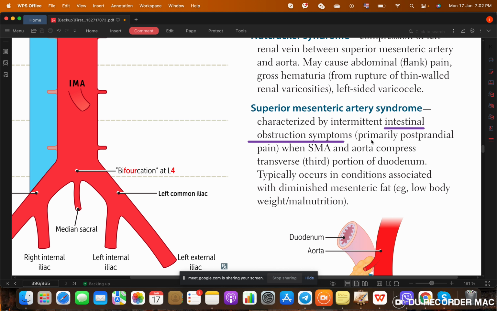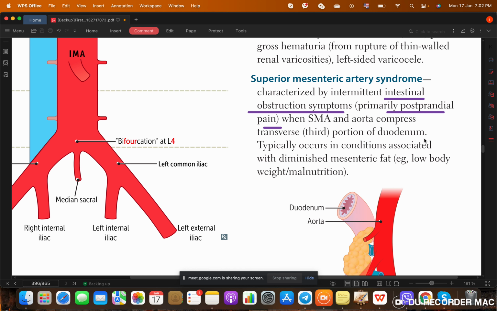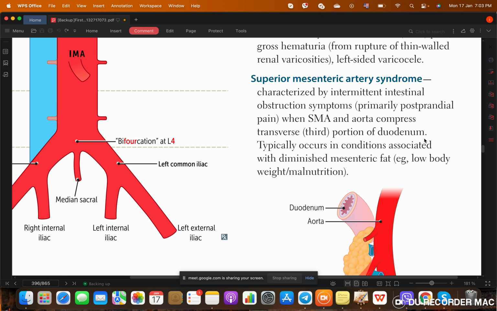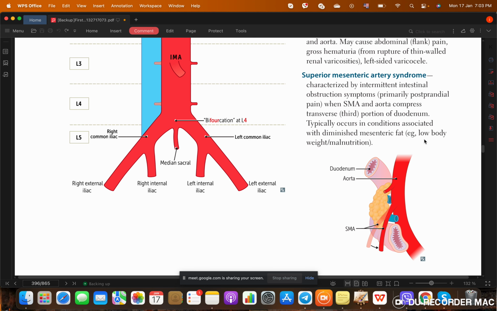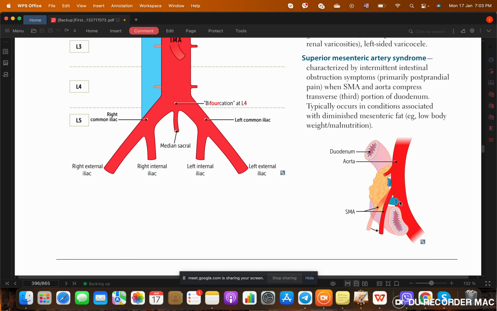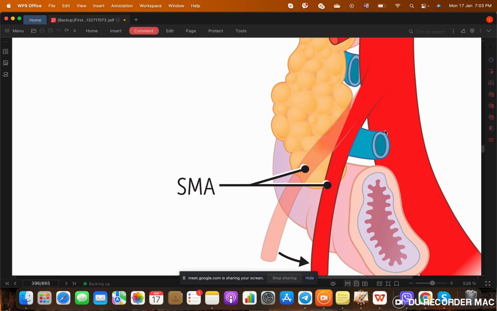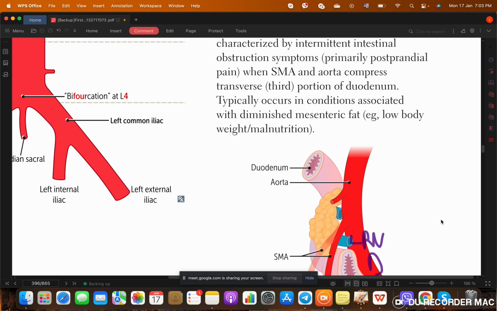So symptoms are primarily postprandial pain. Postprandial, what does it mean? Postprandial means, yep, after food. Again, the same story. You lose a lot of fat, you have compression of two vessels, of two things. First of all, this is the left renal vein, and this is the duodenum. So both of these will get compressed.